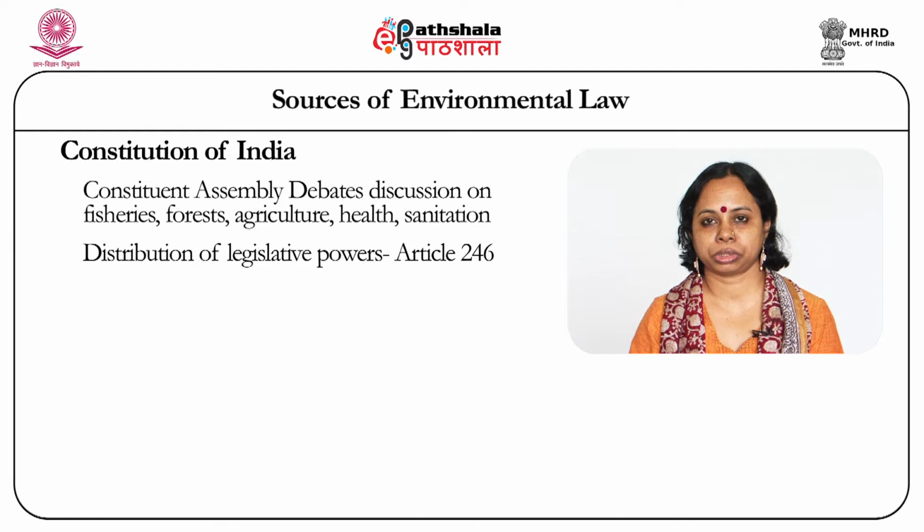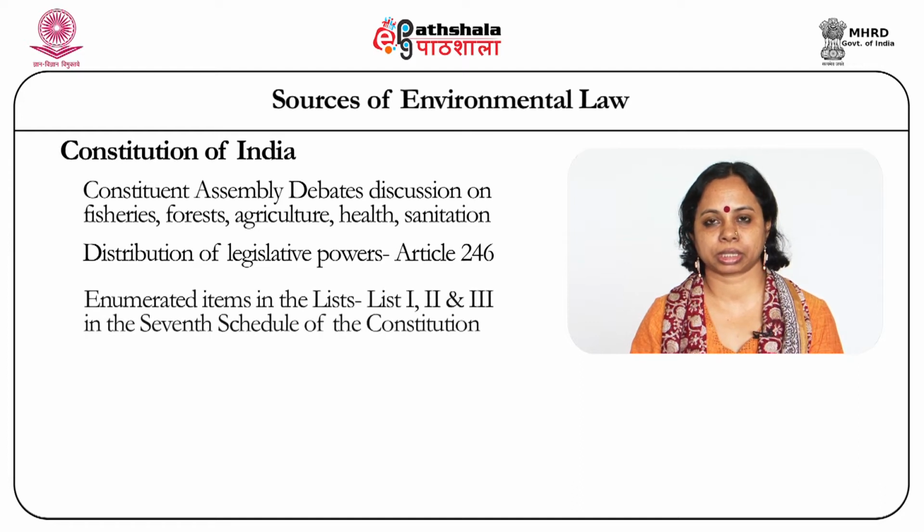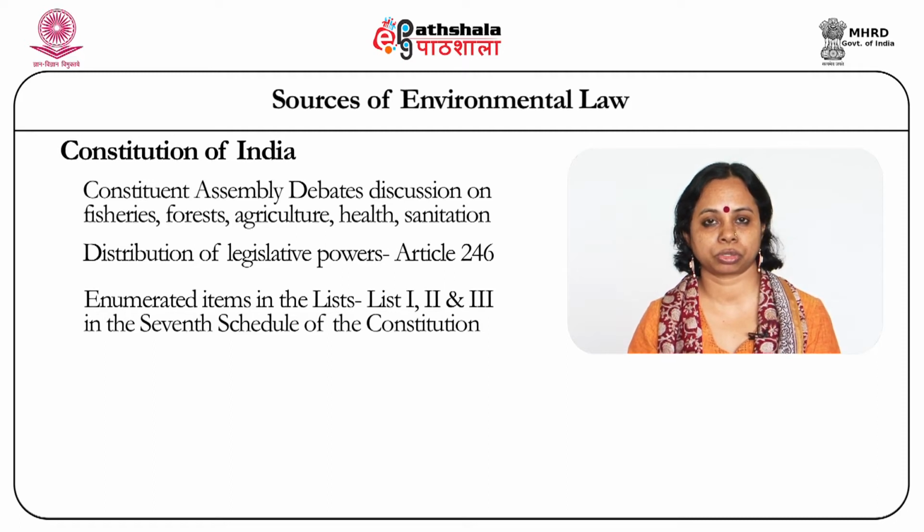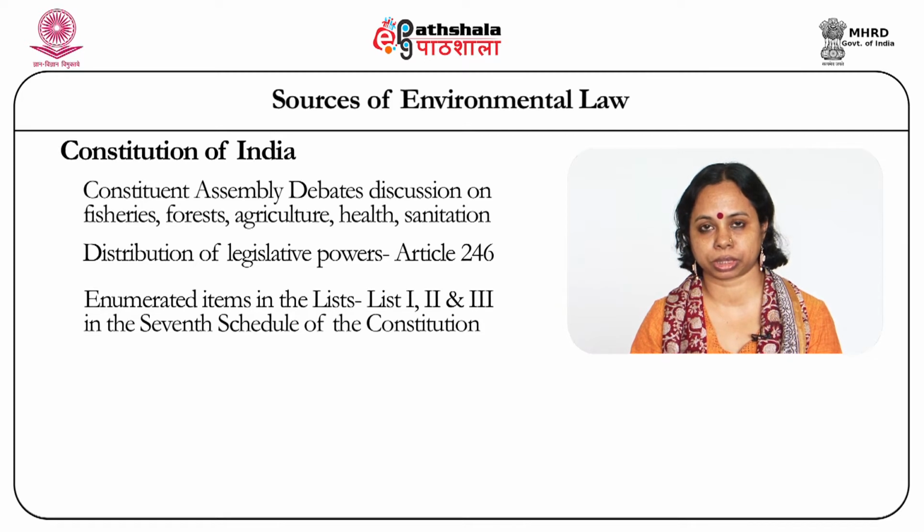But all out you can see that the lists are enumerated. The items for legislation are enacted in the 3 lists which appear in the 7th schedule of the Constitution. List 1 stands for the matters on which the parliament would enact the laws. List 2 is for the state to enact laws, and list 3 is the one which is called concurrent list, where both the union and the states have the power to enact laws. So, the source of power is derived from Article 246 in terms of making the law, but the items are enumerated in the 3 lists in the 7th schedule of the Constitution.